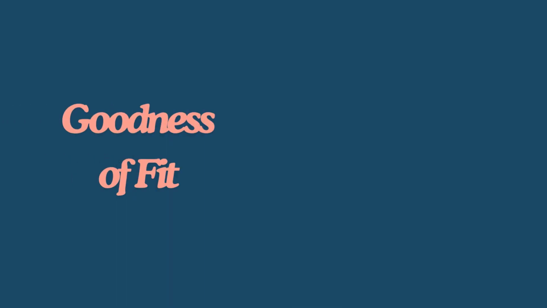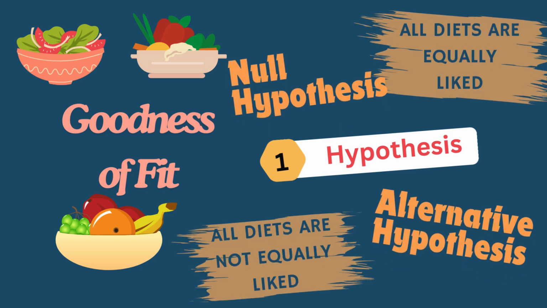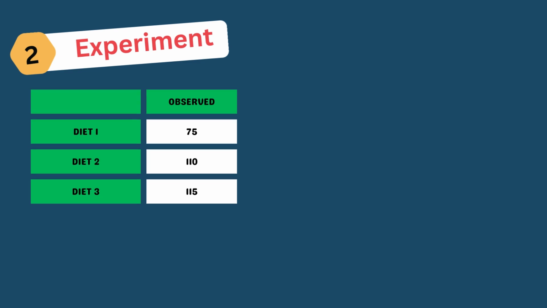Now let's see the goodness of fit test first. As an example, I want to see which diet is more popular among people. So, step 1, form the null and alternative hypothesis, which will be that all the diets are liked equally by the people and not equally liked by the people, respectively. Step 2, perform the experiment. So, I randomly place the diets in a mall and I let the people taste the diets for a sample size of 300. Here, I have only one independent variable with three different categories, that is, three different diets.